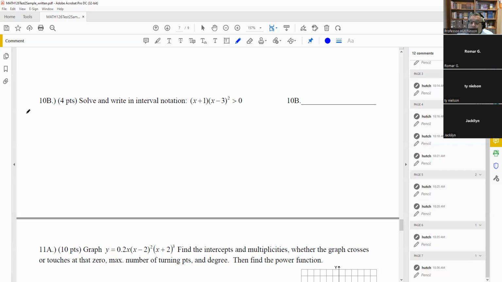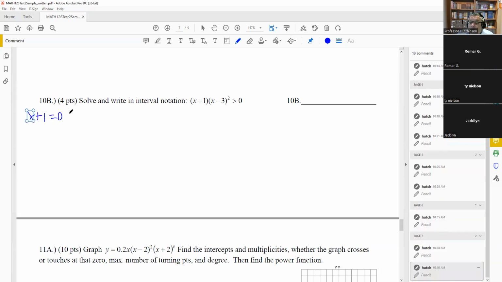So first, I'm going to take x plus 1 equals 0 and x minus 3 squared equals 0. If I solve this, I get negative 1. If I square root both sides, I get x minus 3 equals 0, and so x is equal to 3. These are the two numbers I'm going to put on my number line or the table. It depends on which one you want to use.